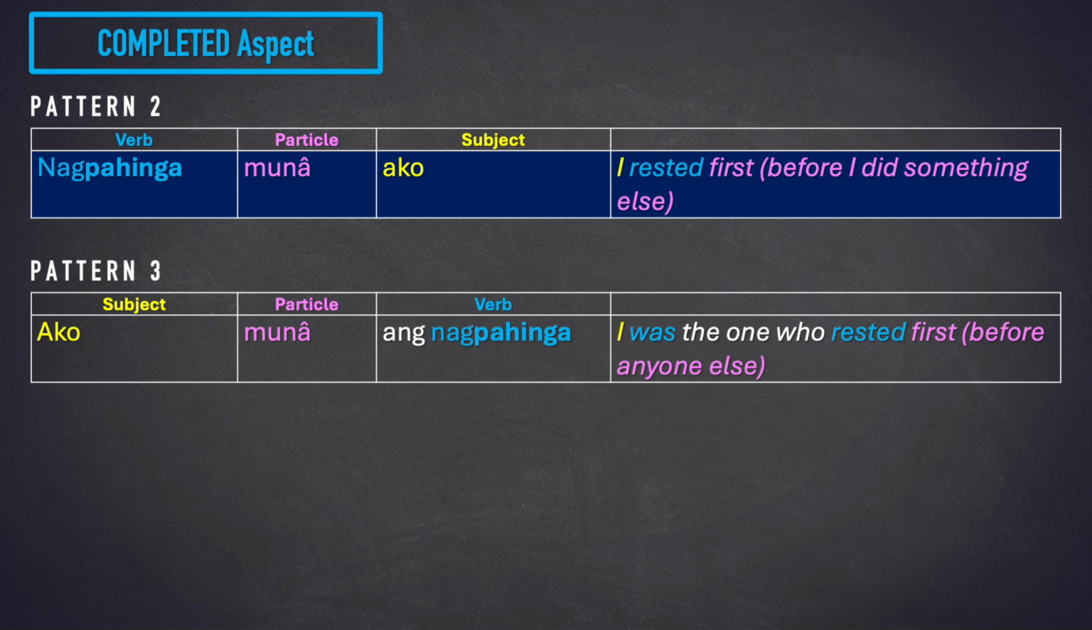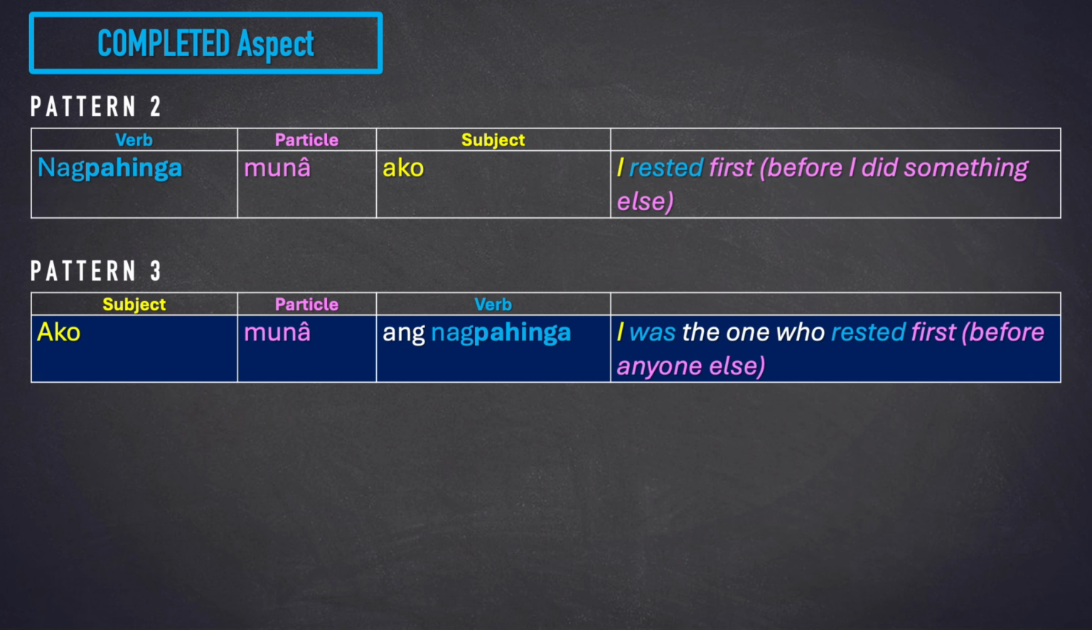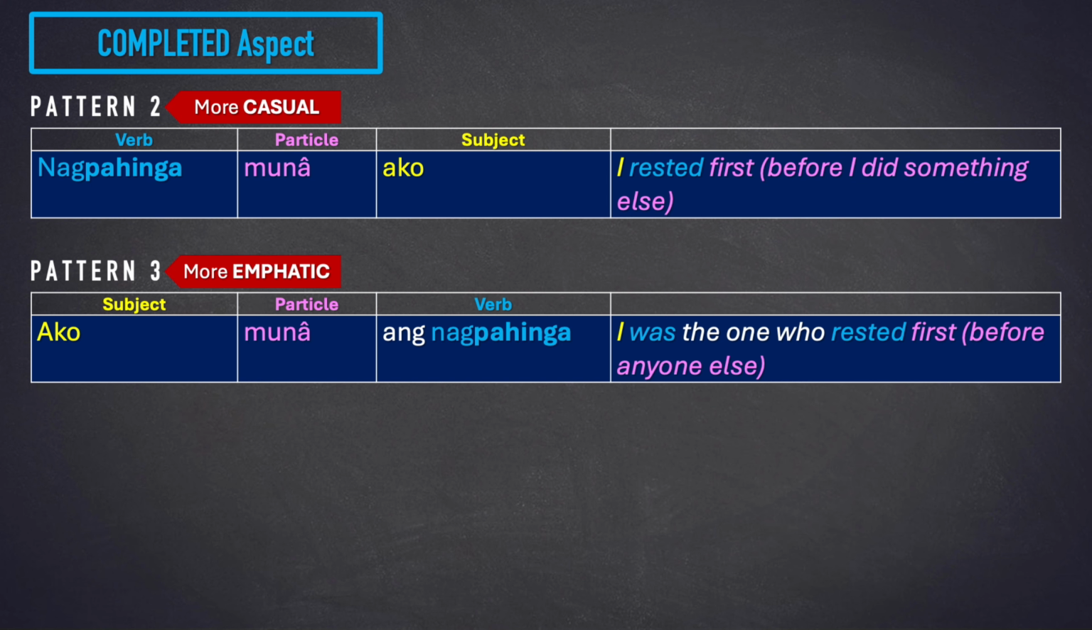Nagpahinga muna ako. I rested first before I did something else. Ako muna ang nagpahinga. I was the one who rested first before anyone else. Note that pattern 2 is casual. Pattern 3 is emphatic towards the subject. It is the subject, ako, who is the one who rested.